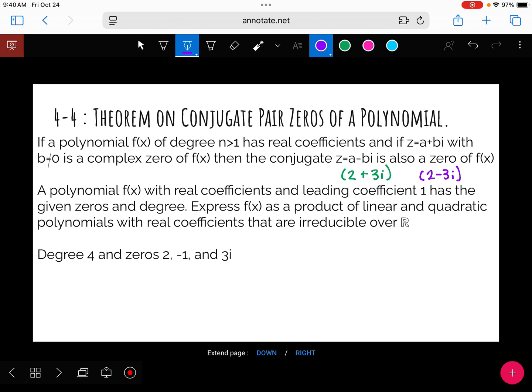And we're going to do one of these today, and we'll practice more of them on Monday. But the first one we're going to do is actually right here at the bottom. We're going to look at a degree 4, and we're told it has zeros at 2, minus 1, and 3i.